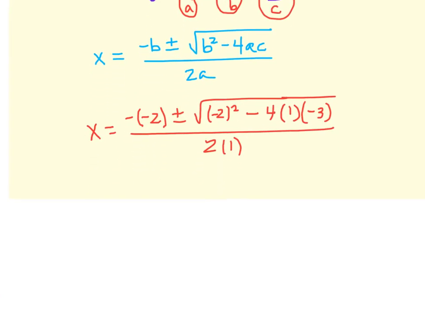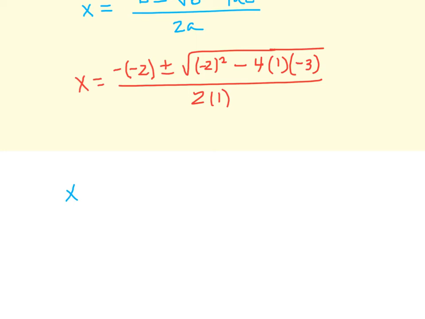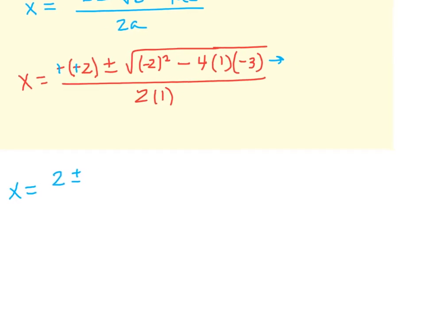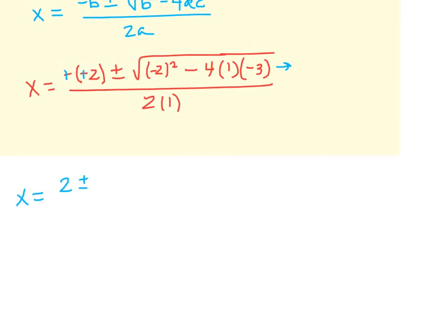All right, then we just simplify it. We're going to rewrite this x equals, now the negative negative 2 becomes positive. So positive 2 plus or minus. Now we want to figure out the square root, just this piece right here. So a negative 2 squared is a positive 4. Now let's look at this again. You have a negative 4 times a positive 1 times a negative 3. So a negative times a positive times a negative is positive. Negative 4 times 1 is negative 4. Negative 4 times negative 3 is a positive 12.